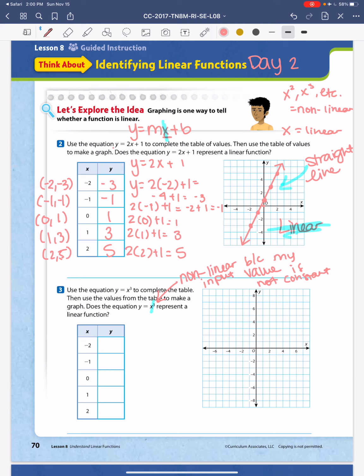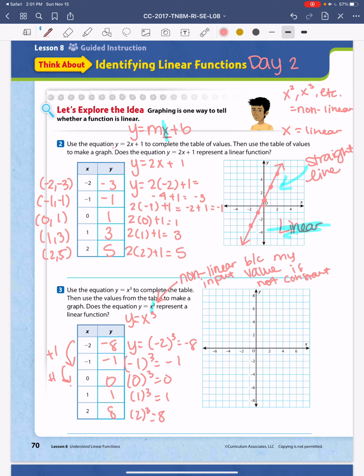So with this, let's go ahead and do this. We have y equals x cubed. So our y is going to equal negative 2 cubed, which is negative 8. Then negative 1 cubed, which is negative 1. 0 cubed, which is 0. 1 cubed, which is 1. And 2 cubed, which is 8. So my x's, they all increase by 1 every time. So that part is correct.